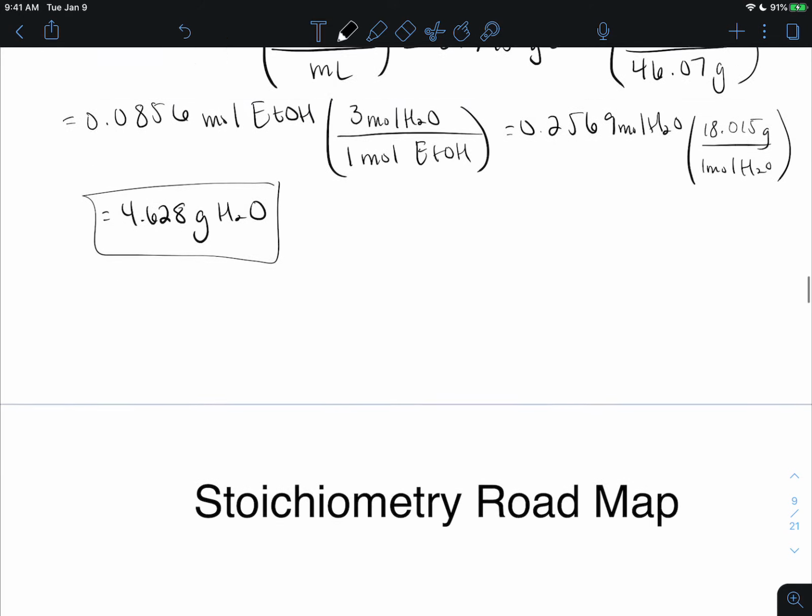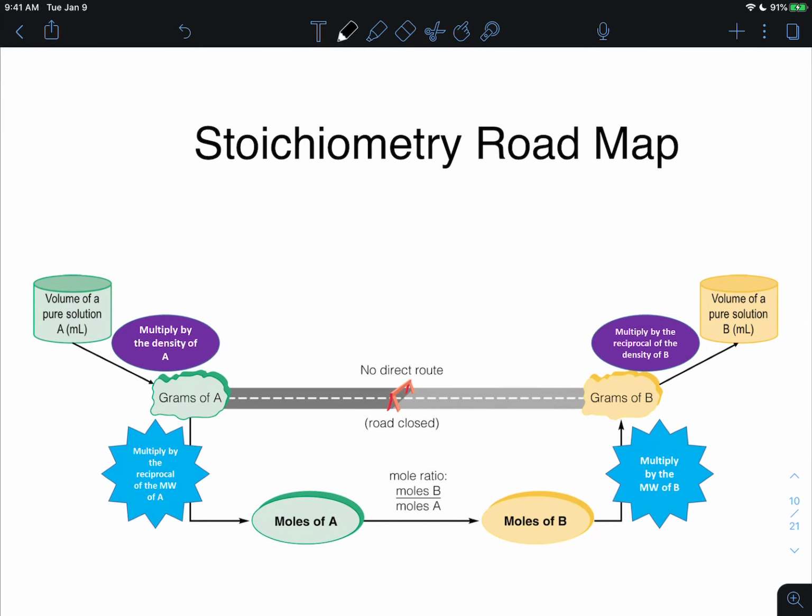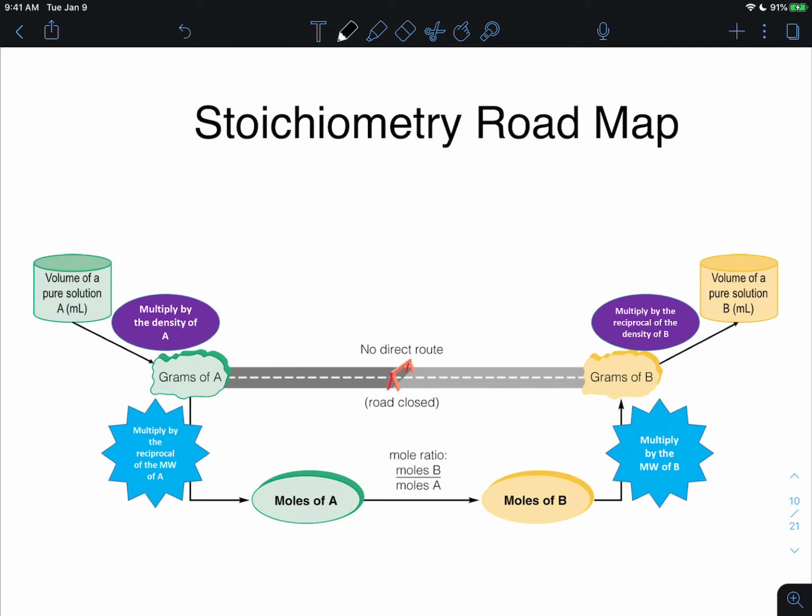Okay, so what I have shown here is what's called our stoichiometry roadmap. So from here, we should be able to figure out where we need to go from any one substance to any other substance. So it doesn't matter what we label as A. It could be anything within the equation, and then anything we label as B is just a different thing in the equation. So if we have a pure substance, we need to use our density to get to grams. Once we have our grams, we can multiply by the reciprocal of molar mass of A to get into moles. And then using our mole to mole ratio, we can get to moles of B. Using our molecular weight of B, we can get to grams of B. And then if we want to go into volume of B, if it's a liquid, we can multiply by the reciprocal of density to get to a volume of B. Please note that there is no direct route from grams to grams. You have to go through moles.